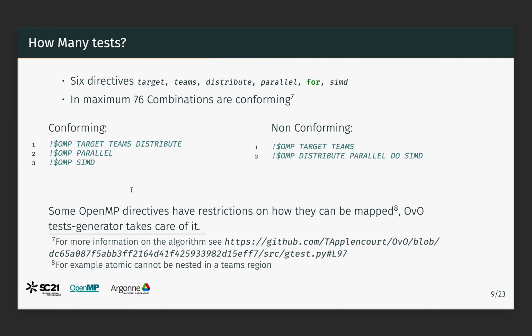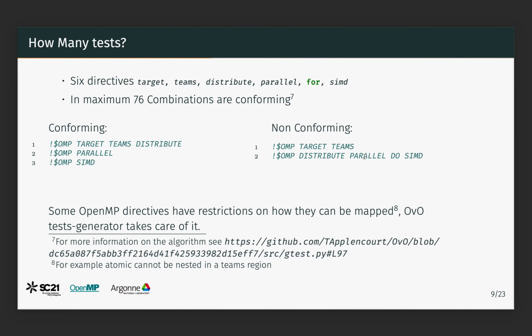I just put maybe 2 examples of conforming and non-conforming code. On this side, you see a conforming example. You can do target teams distribute on one line, then you can do a parallel and a SIMD, and it will be valid. A non-conforming code is: you can do target teams, and after, distribute parallel do SIMD. This is not valid. You are not allowed to do distribute and parallel like this. If you read the specification, at maximum you can have 76 combinations that are conforming. So it's not that much. It's only 76 tests that you can just generate, for all the possible combinations.